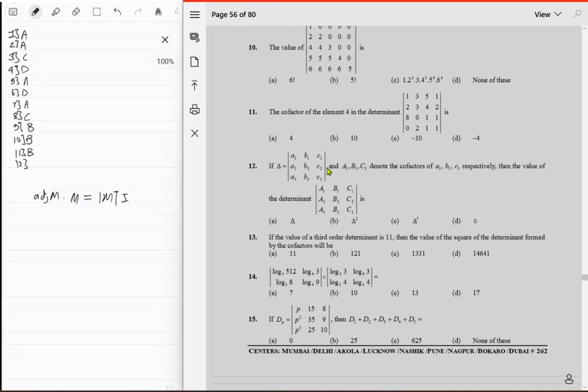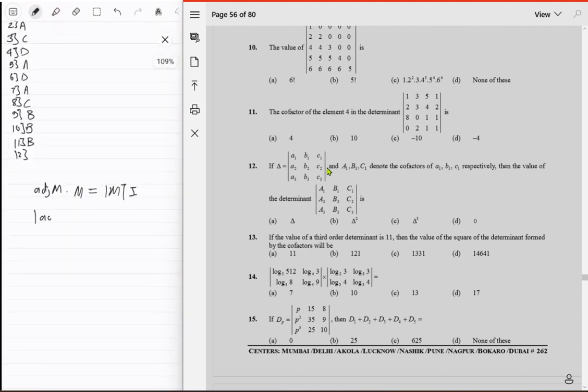Now, take the determinant of both sides, you get the determinant of adjoint of M times the determinant of M is equal to the determinant of M to the power of n. This is equal to determinant of M to the power of n minus 1. So n is of course the order. In this case, order is just 3, so it's just determinant of M power 2, right? And because it's just a transpose of this adjoint, it's just determinant of M squared, of course. So delta squared, right? B is the answer.